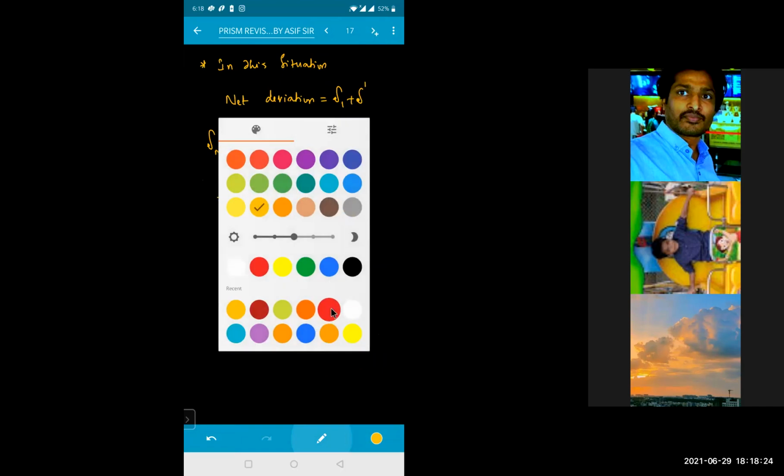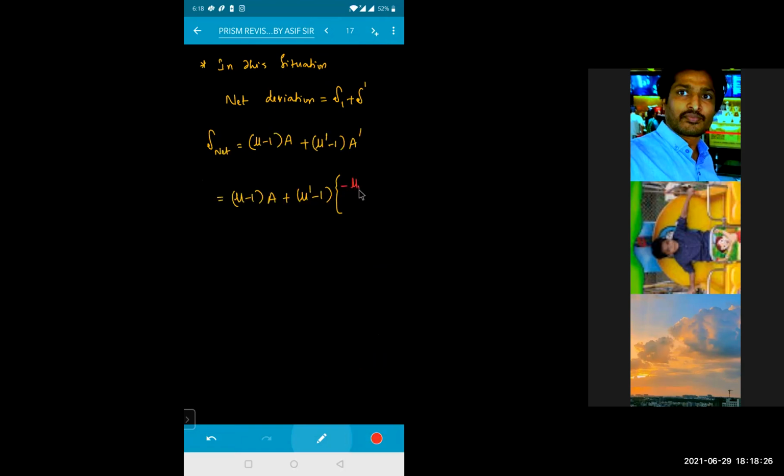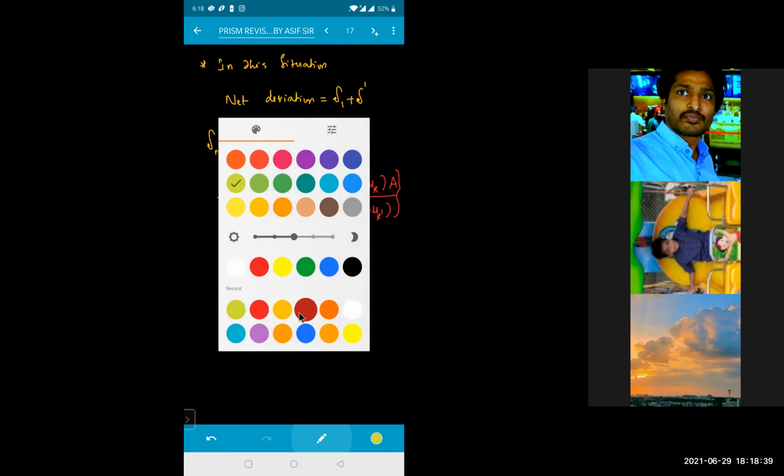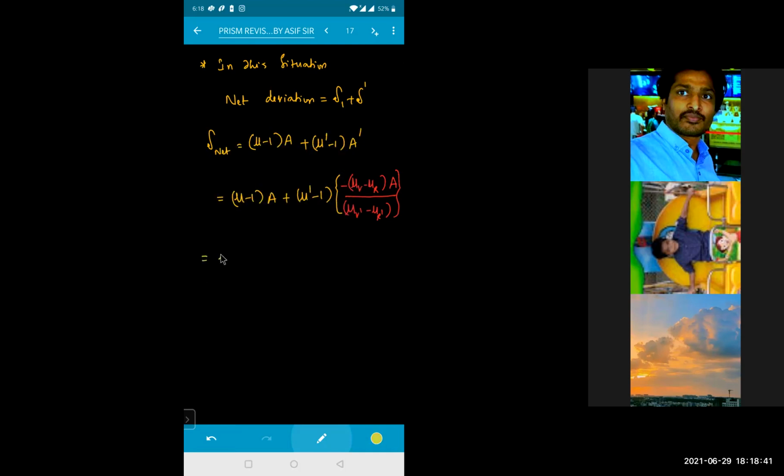If I simplify this, this is (μ minus 1) into A plus (μ' minus 1) into A'. What is the A' value? A' value is minus (μv minus μr) into A divided by (μv' minus μr'). Close the bracket. Now simplify this finally. So this will become (μ minus 1) into A, plus minus minus, (μ' minus 1) into (μv minus μr) into A divided by (μv' minus μr').